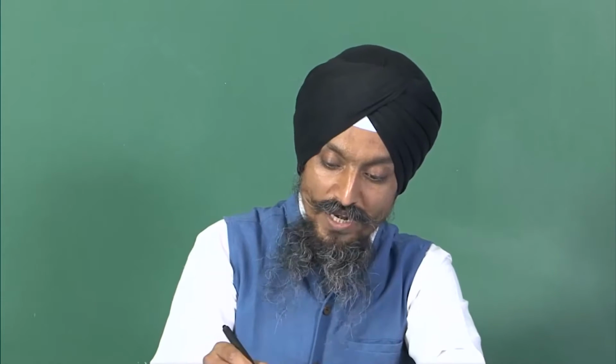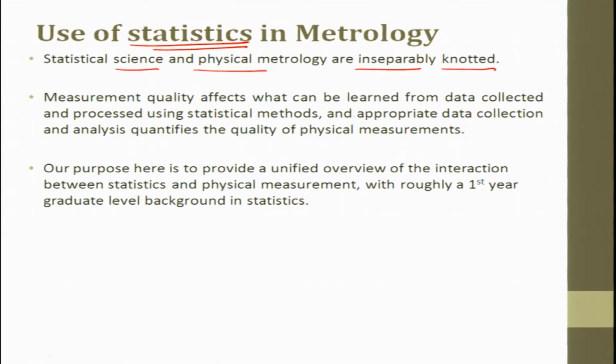Measurement quality affects what can be learned from the data collected and processed using statistical methods, and appropriate data collection and analysis quantifies the quality of physical measurements. I could call these number 1 and number 2. Measurement quality: if errors are there in measurements, the measurement quality would be low. Measurement quality affects the data. The data obtained through measurements is then not very reliable. I'll discuss reliability and validity.